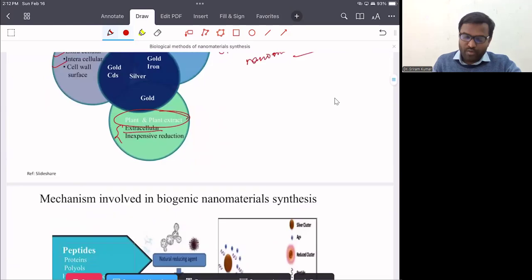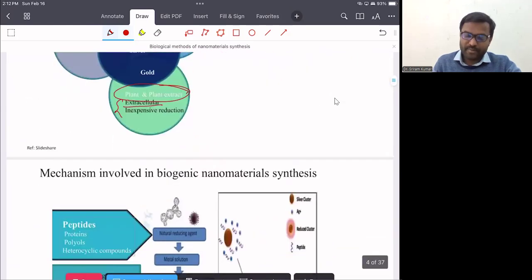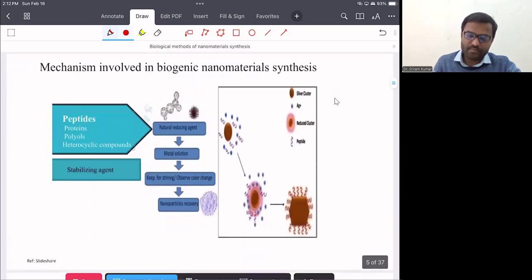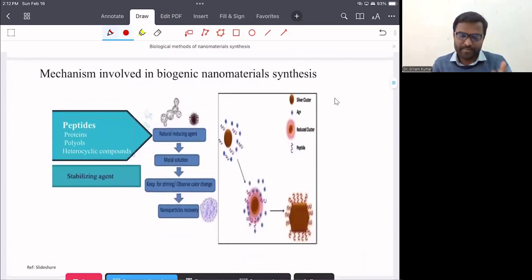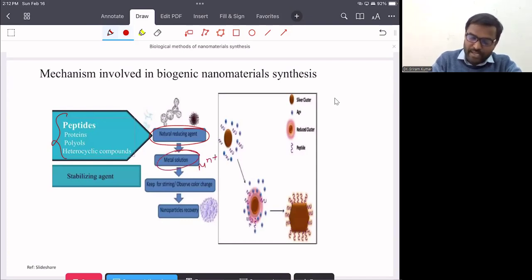Okay, so if you want to understand the basic mechanism behind this biological system, whenever we extract some important chemicals, maybe we can extract the proteins, peptides, enzymes there. These kinds of systems are called natural reducing agents. So if we extract this and add the metal solution there, what happens? That will reduce into M0 and we'll get the nanomaterial. So we will understand this mechanism in more detail.